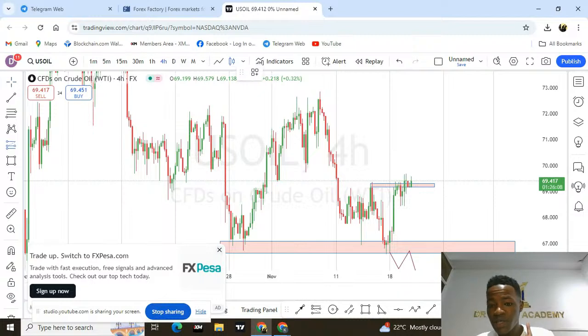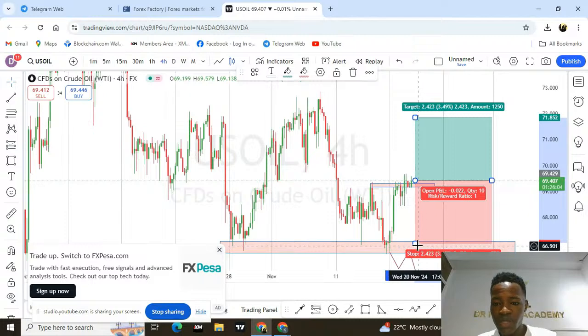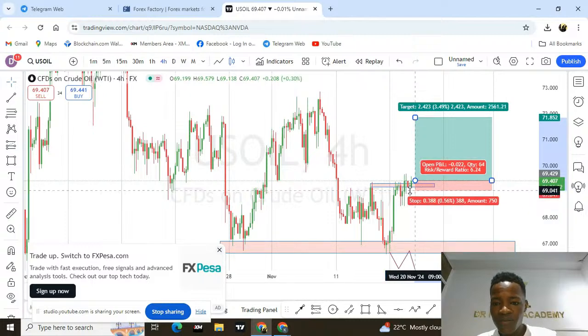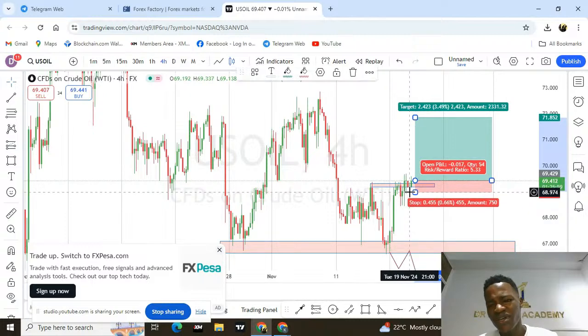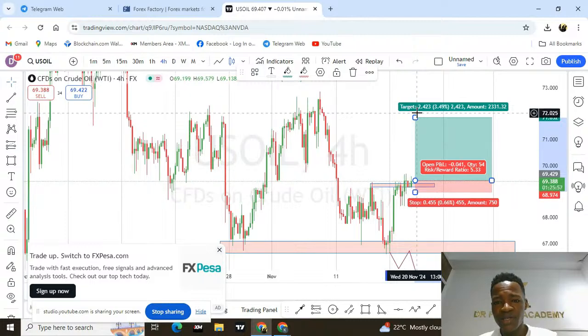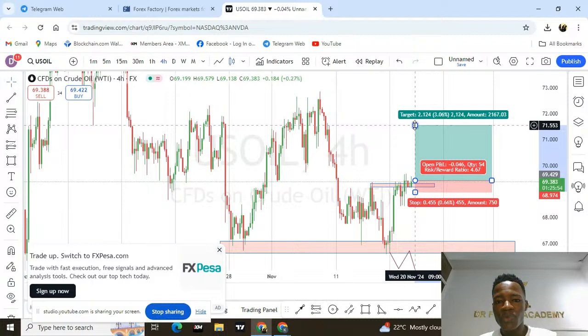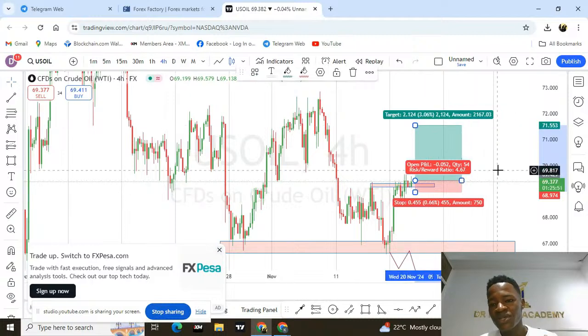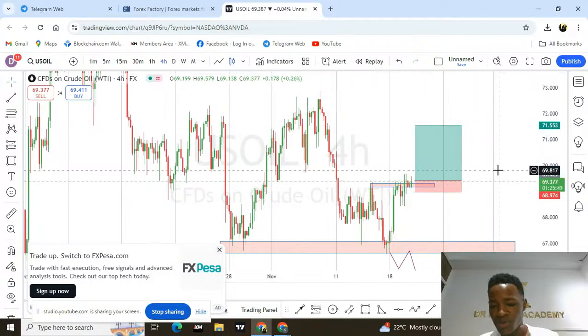Note that, keep noting the statements I'm giving. Wait for the close of 4 hours. So your entries should be like this. Have a minimum stop loss there. So this is a very tight stop loss, and target this green candle here. Target this area. It has a risk to reward ratio of 4.6. So that's on US oil.